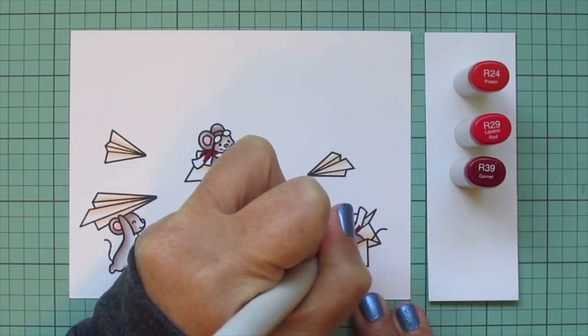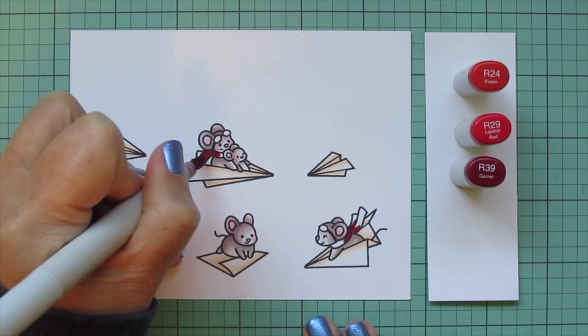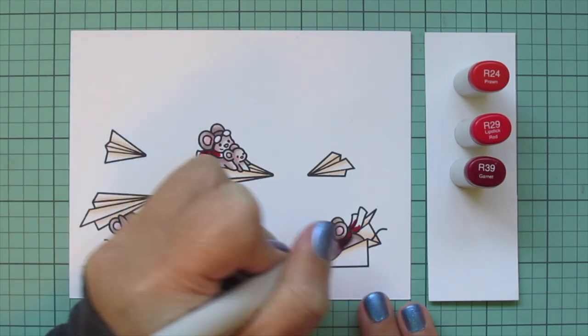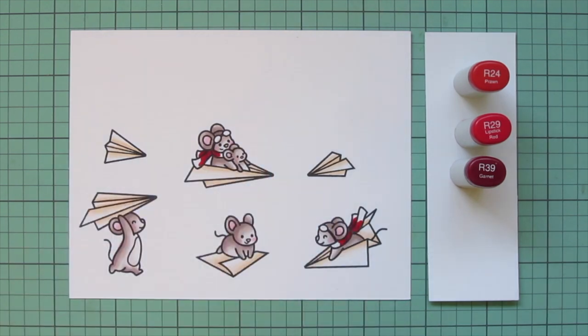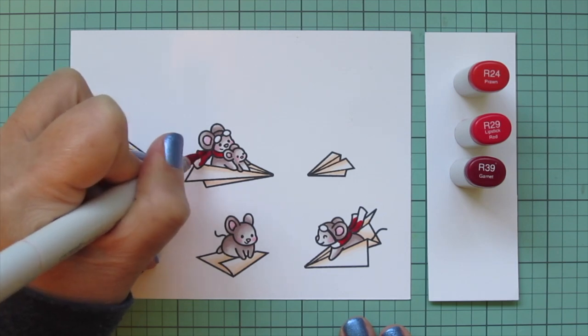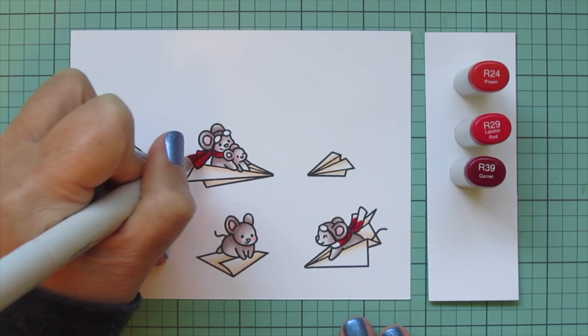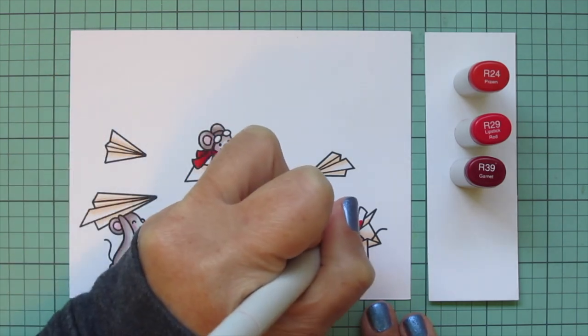I'm using R24, R29, and R39. A little R39 where the fabric is knotted in the back, and then blending that out with the R29, and then I'll use that R24 for a nice highlight. This is one of my favorite red combos. I just love the depth that you get and also the richness from the lighter shades.